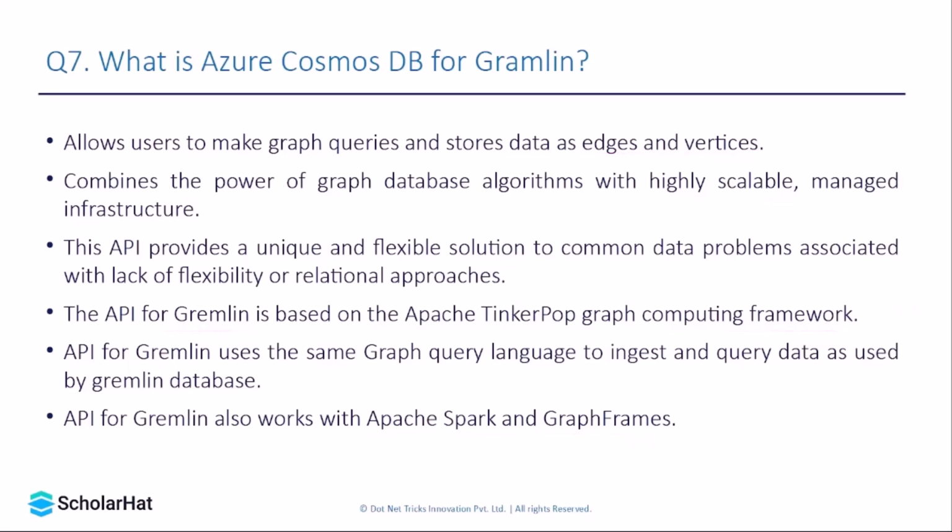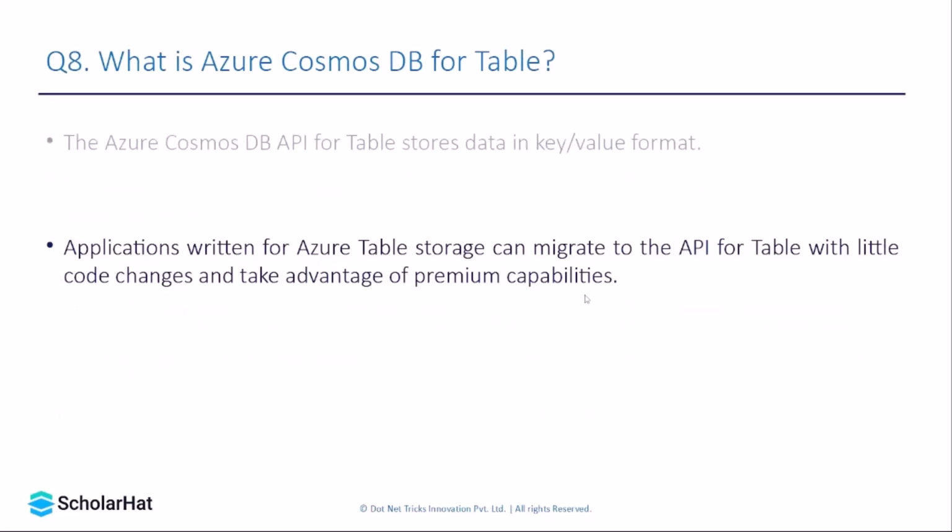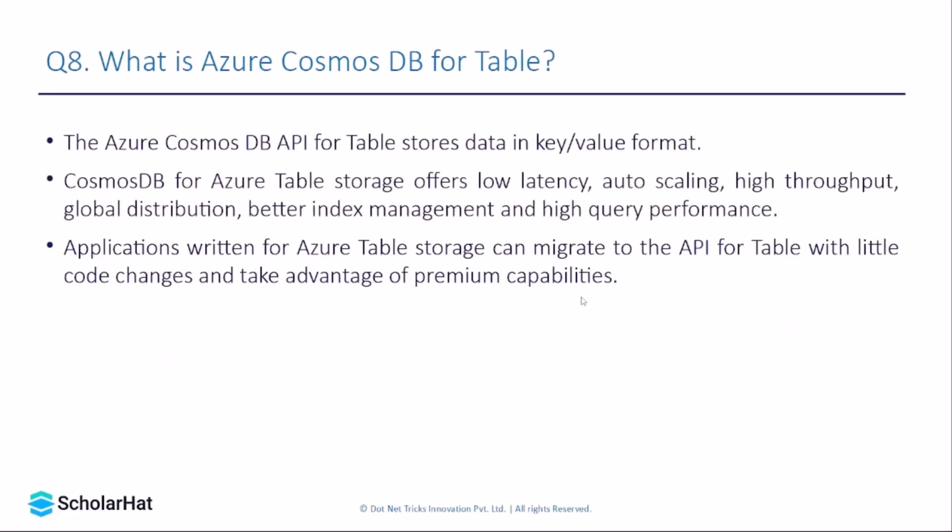Now let's move to our next question, that is Azure Cosmos DB for Table. So what exactly is Azure Cosmos DB for Table storage? The Azure Cosmos DB for Table API basically stores data in a key-value format, and it offers low latency, auto scaling, high throughput, global distribution, and better index management for high query performance.